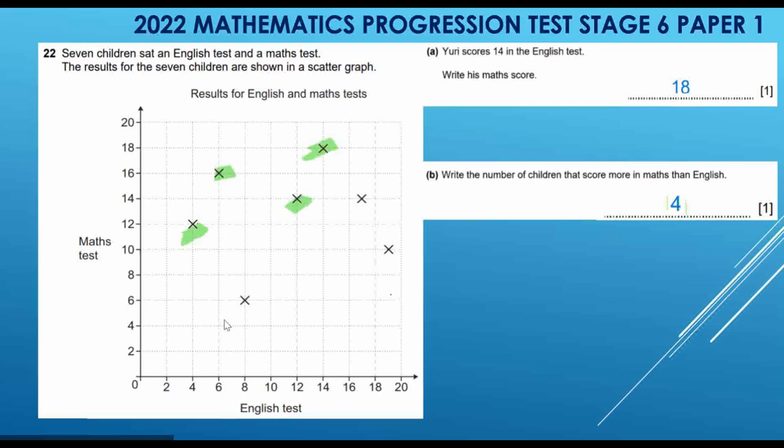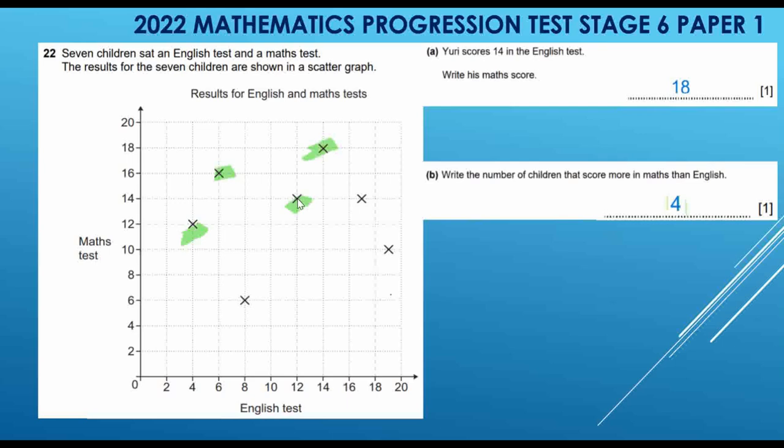More in math means math is higher. So in here math is 12 and English is 4, so this is included. In here math is 16 and English is 6, so this is counted. This one math is 6 and English is 8, so this is not more. Math is less than English, we don't count this.